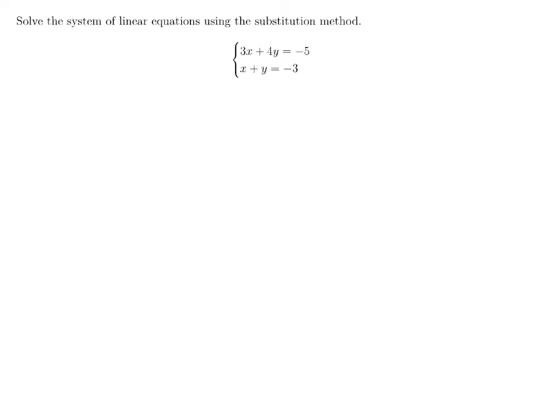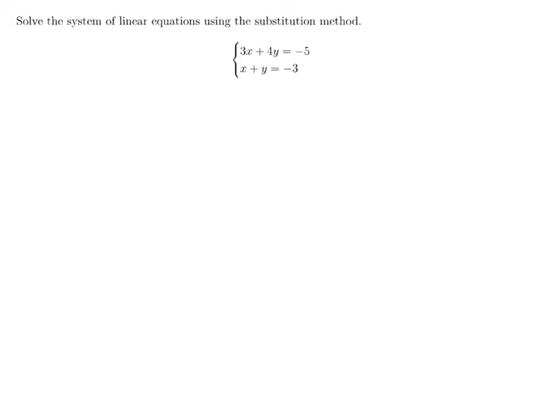In this video, we're going to solve the system of linear equations given by 3x plus 4y equals negative 5 and x plus y equals negative 3 using the substitution method. For this method, we need one of our variables of one of the equations isolated so that we can substitute into the other equation.